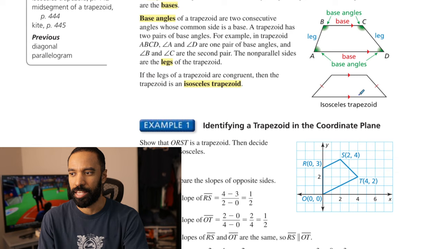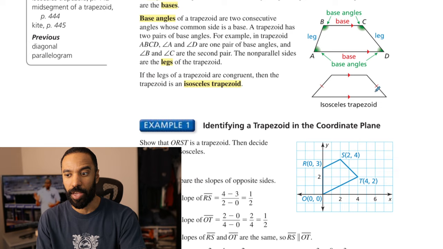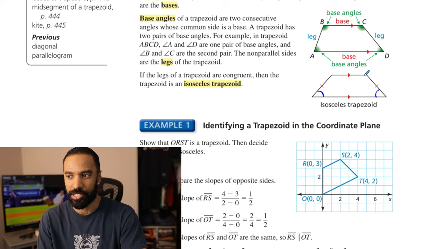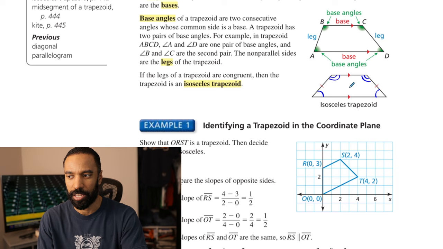So that's not going to be true, but these ones can be. They didn't mention it yet here. I'm sure they will at some point. The base angles are then congruent in this kind of thing. Diagonals are also congruent. Like I said, I'm sure they're going to bring that stuff up. But just in case they don't, I want to point that out right now.